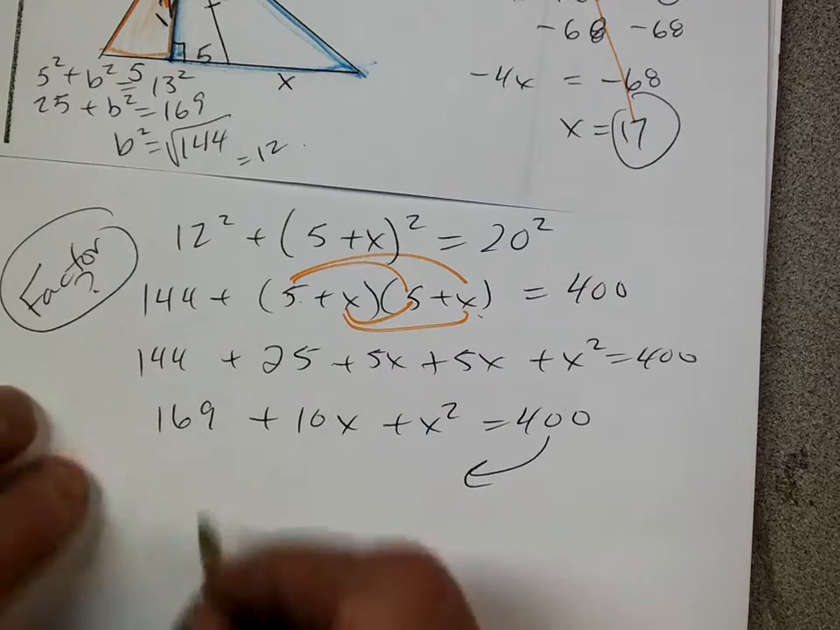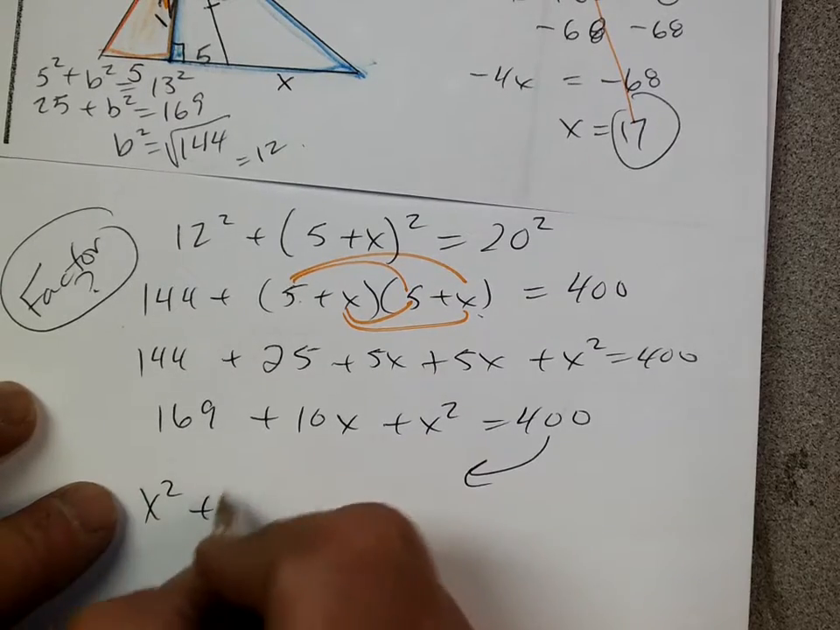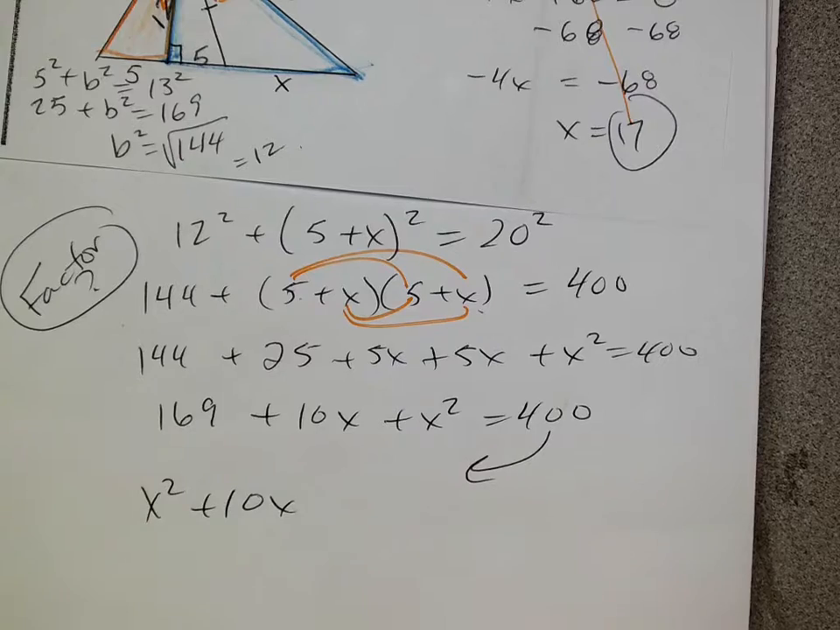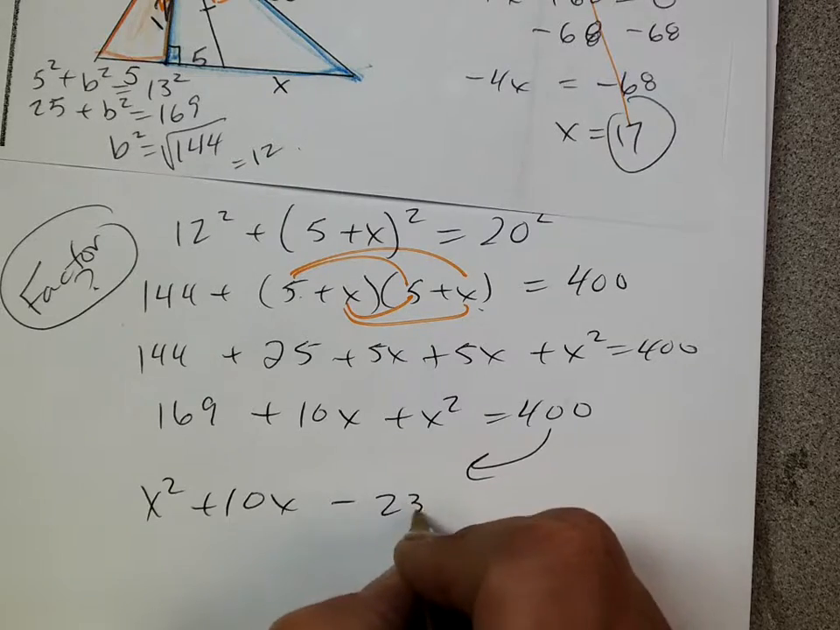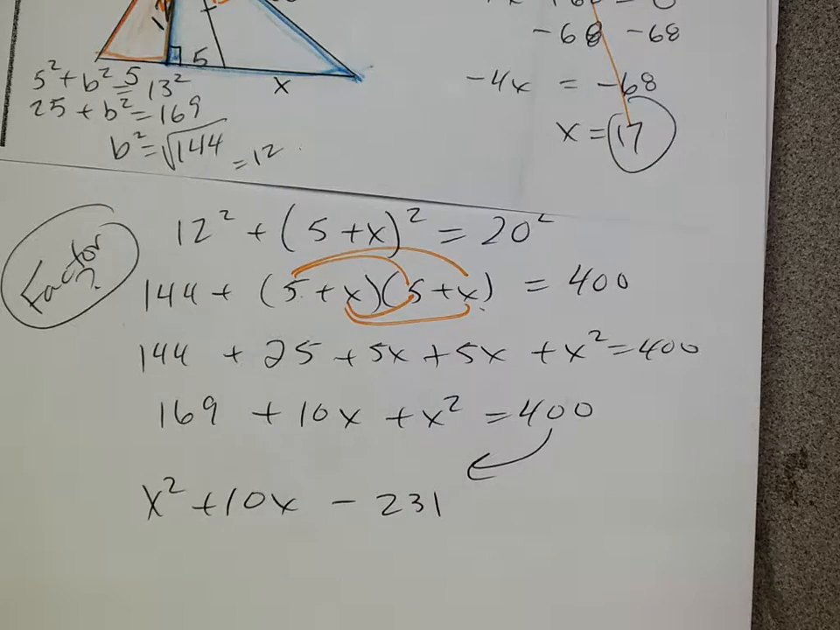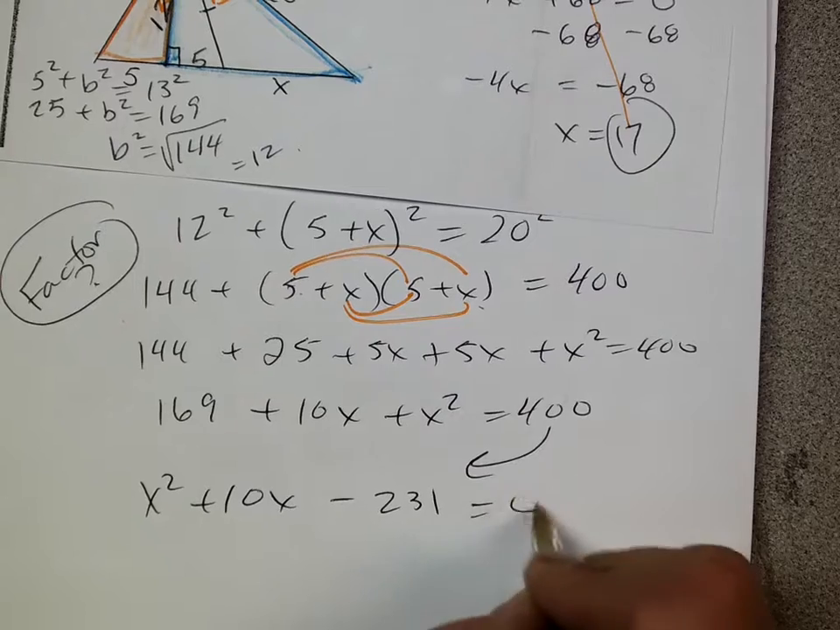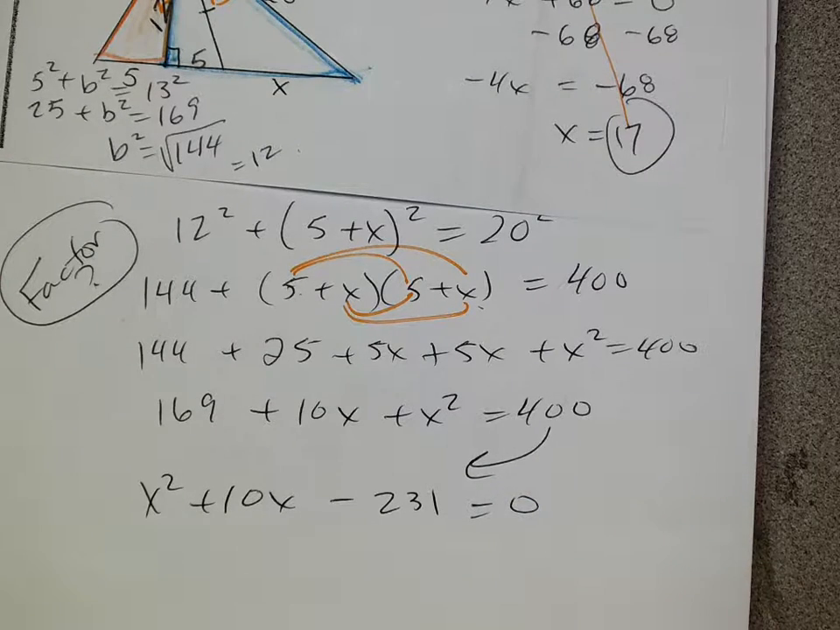So I'm going to go x squared plus 10x. And if I subtract 400, let's see, 169, subtract 400. I get negative 231. Really? Really? Where did I get this problem from? Oh, that is a bad problem.